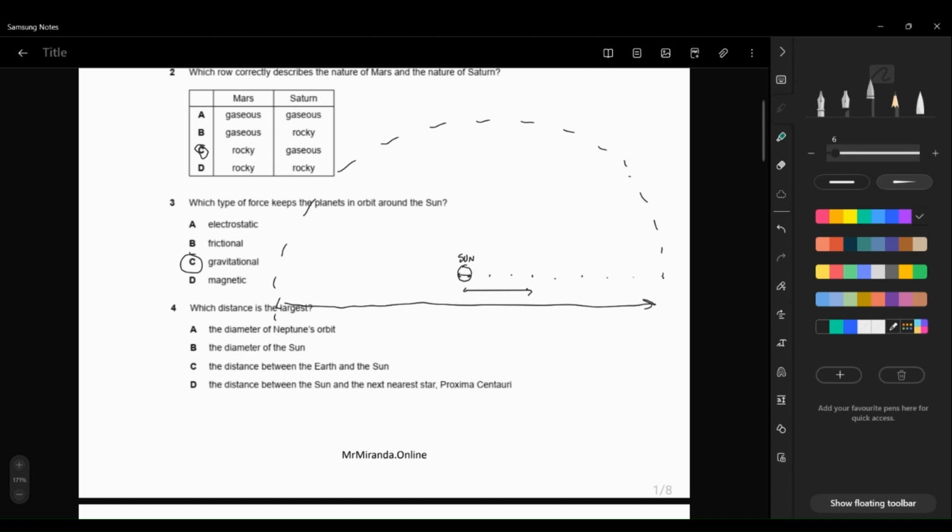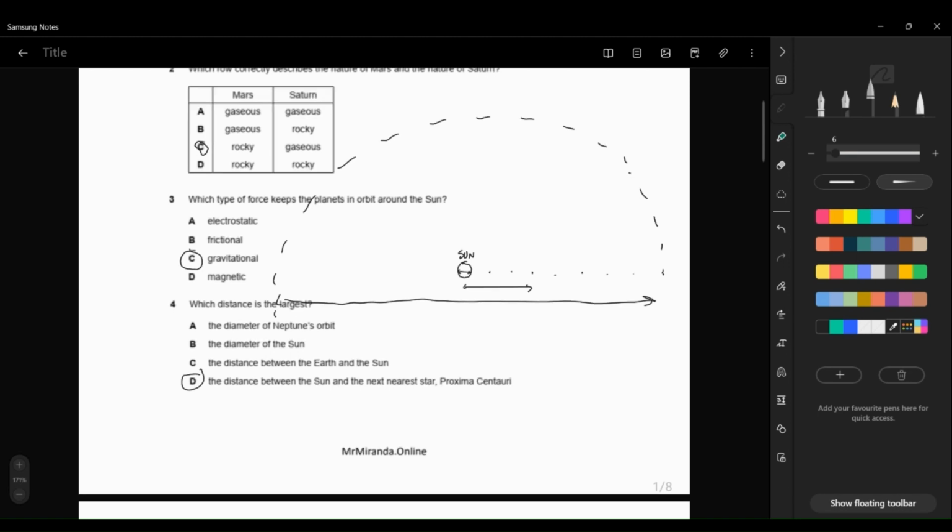And lastly D, which is the correct answer. The distance from the Earth to the next star is something I wouldn't be able to draw on any screen. The distance is so big that I wouldn't be able to represent it on any screen. So this one is obviously the largest of the four distances.